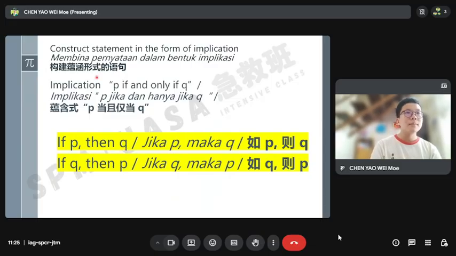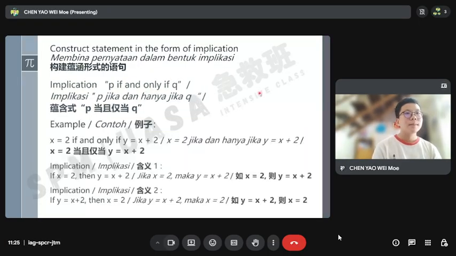For example, x equals 2 if and only if y equals x plus 2. I can break it up into: if x equals 2, then y equals x plus 2. And for my second implication, I just switch my position on it: if y equals x plus 2, then x equals 2. With this kind of switch process, we can make new things.